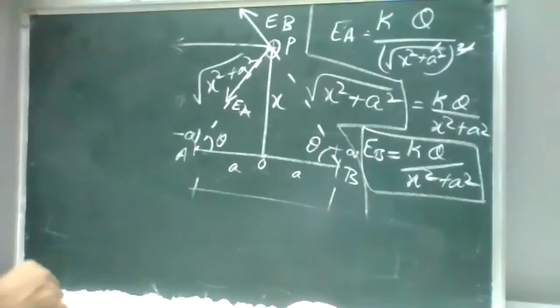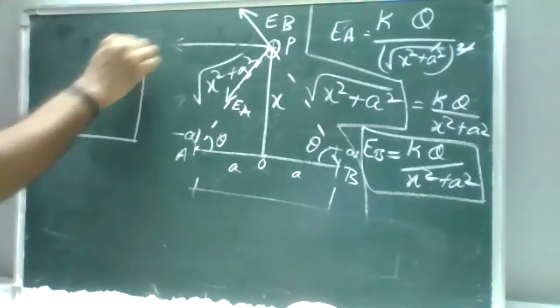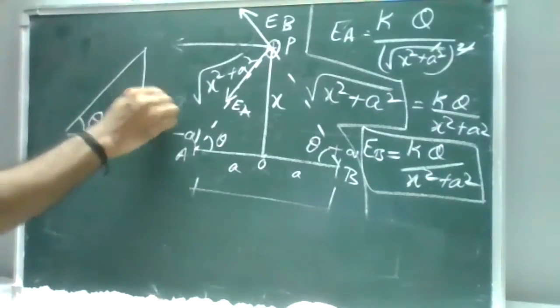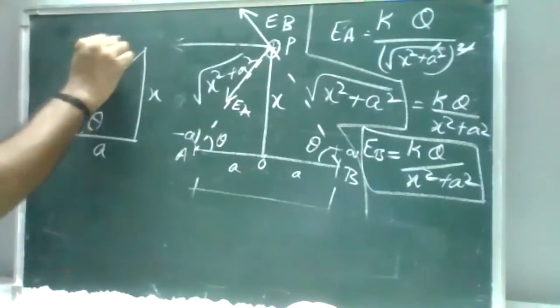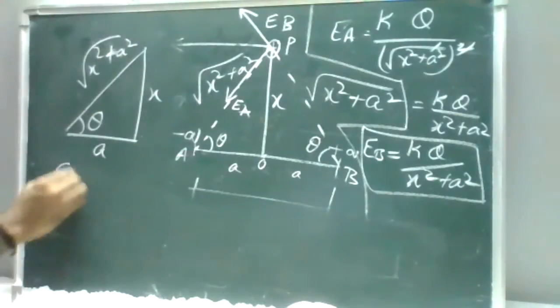Now I take a right angle triangle in this picture, on the equatorial side, because both are at the same distance and the same angle theta. It is your theta, it is your a, it is x, and the hypotenuse is the square root of x square plus a square. Now from this right angle triangle, cos theta.